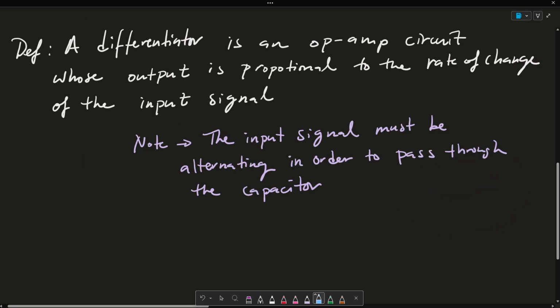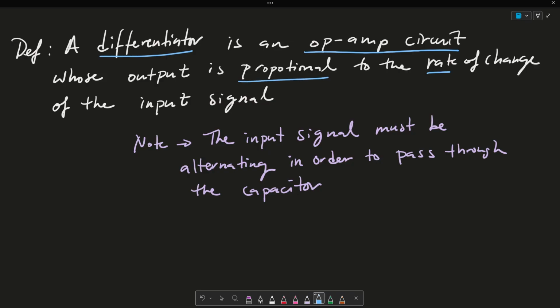The definition says that a differentiator is an op-amp circuit whose output is proportional to the rate of change of the input signal. So essentially, if we wanted to find the derivative of a certain input signal, we would use the differentiator op-amp circuit to do that.